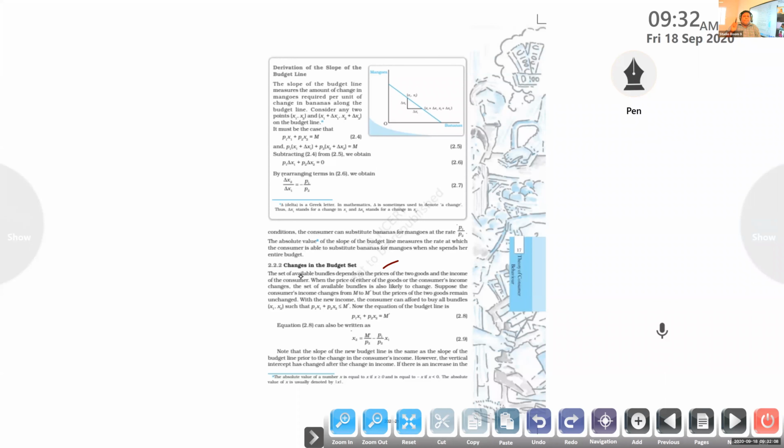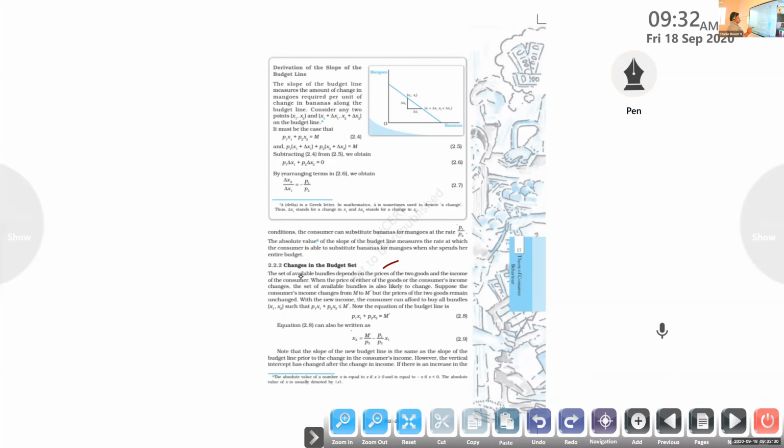Okay, but the prices of the commodities are not changing. In this situation also, the consumer is able to purchase more products, more commodities related to that particular bundle, because his or her income increased. So the budget line will change there.